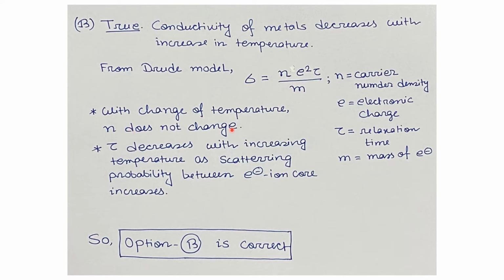Now with change of temperature, the carrier number density N doesn't change much. Effectively, it will remain unchanged. But the collision time or relaxation time decreases with increasing temperature because the scattering probability between the electron and ion core increases. So your option B is correct.